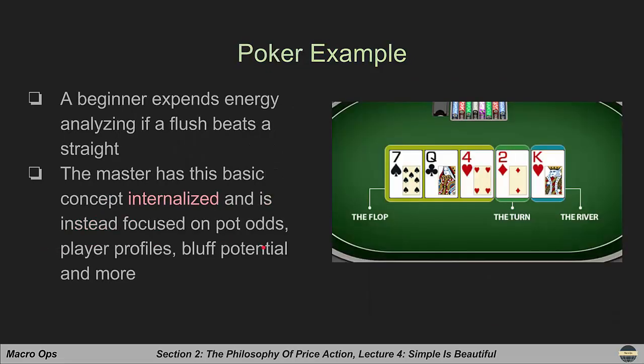Another example, poker. The beginner's expending energy analyzing whether a flush beats a straight, and the master has that kind of stuff already internalized, and instead he's looking at the board, he's looking at the players, he's calculating pot odds, he's looking at player profiles. Is this person aggressive or conservative? He's looking at, what is my hand equity? What is my bluff potential for this particular hand? And that's what we want to get to when it comes to charting.